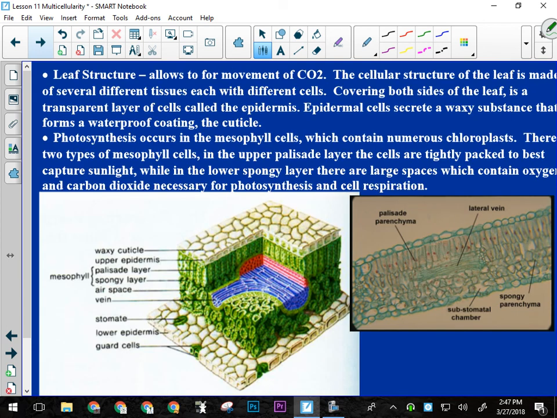All right, layers of the leaf. This is probably the most important diagram for the second half of the unit. Layers of the leaf as an example of specialization in a multicellular organism. So make note of this diagram. It's going to come back over and over and over again.